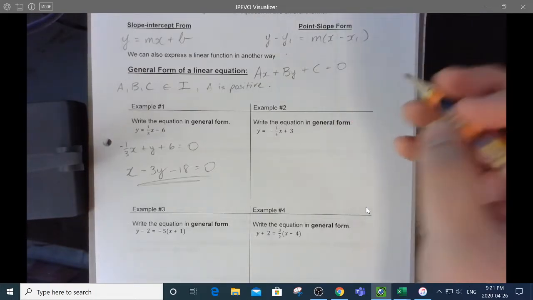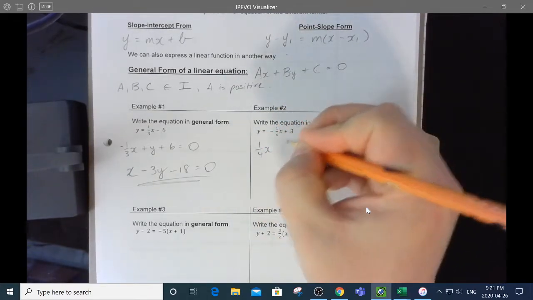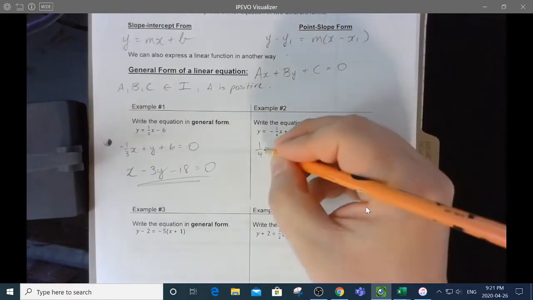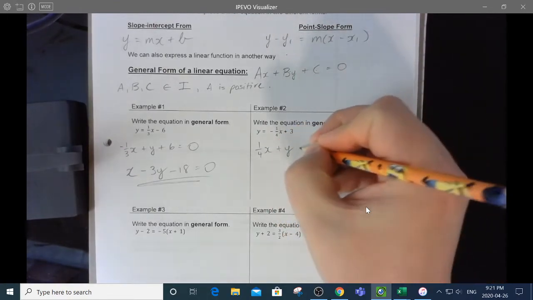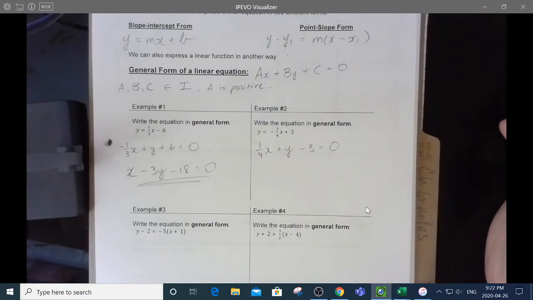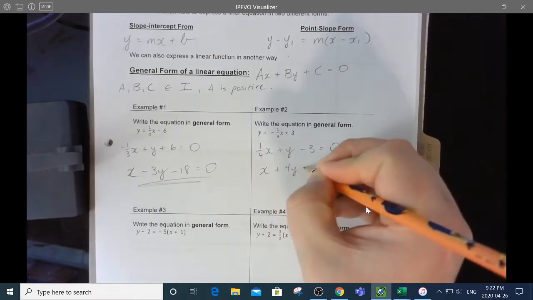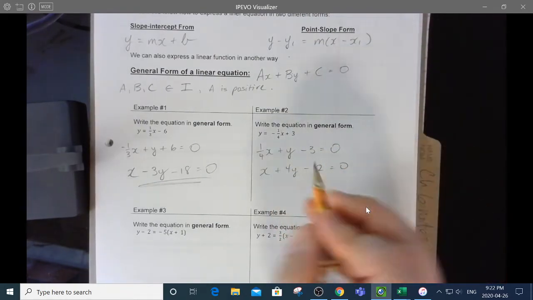Did you realize that what you're going to have to do is add 1/4 x to both sides, minus 3 from both sides, but I'm going to rearrange it so I do the x, the y, and then the constant, so minus 3. Then I'm going to multiply the entire equation by 4, leaving me 1x plus 4y minus 12 equals 0.